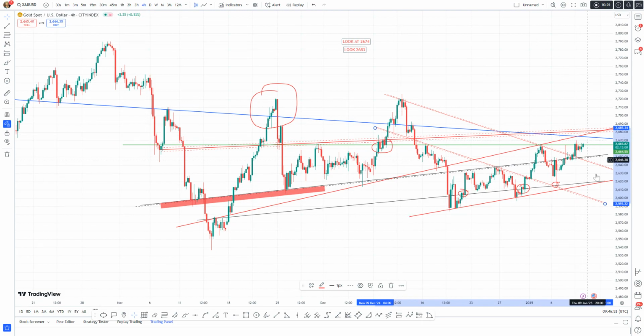Now we have another breakout. So you see this channel has been completed and we have a breakout from this descending channel. And I expect that it's either price continues to upswing or comes back to retest it and reject it in a normal fashion like price has done here and swing up. So on technical, you are looking at 2683 into 2674 for the next potential sell opportunity.